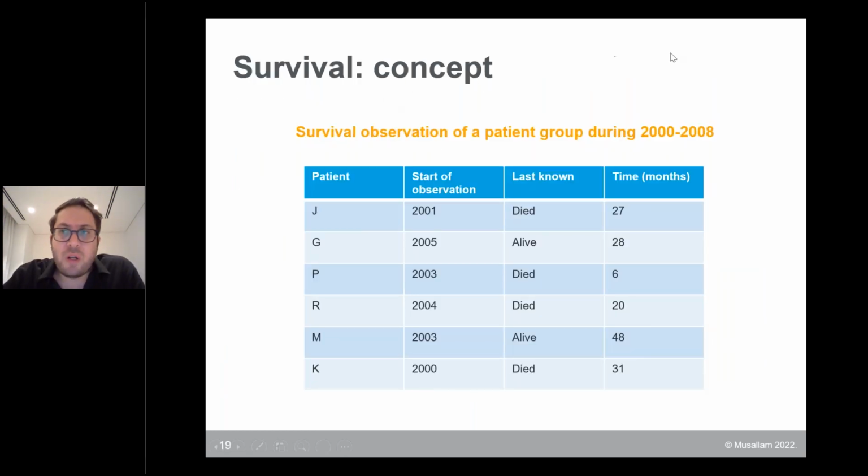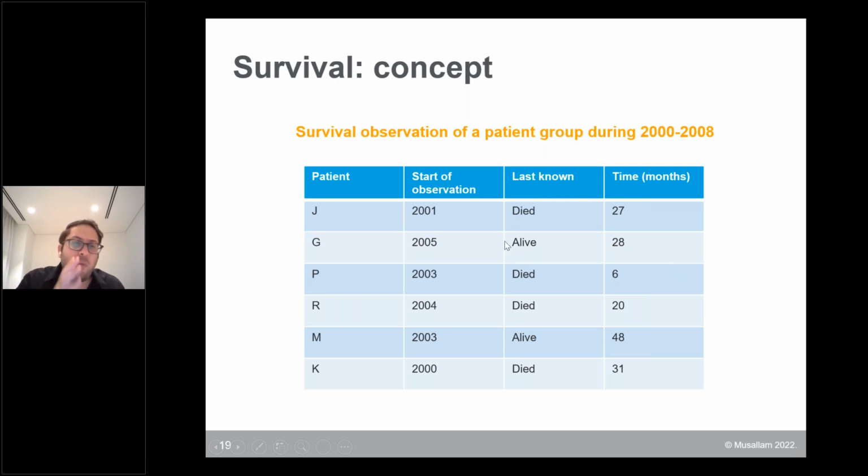The next thing to go over is survival. Survival curves are obviously very common in oncology specifically, but also across disciplines. Let's assume this example of a group of 7 patients that started to be observed at different time points, different years, and were observed for different periods, different months. So for this patient J, for example, we started observing them from the year 2001 for 27 months, and the last known status at the end of these 27 months was that they were dead. This patient G, we followed for 28 months and they were alive.